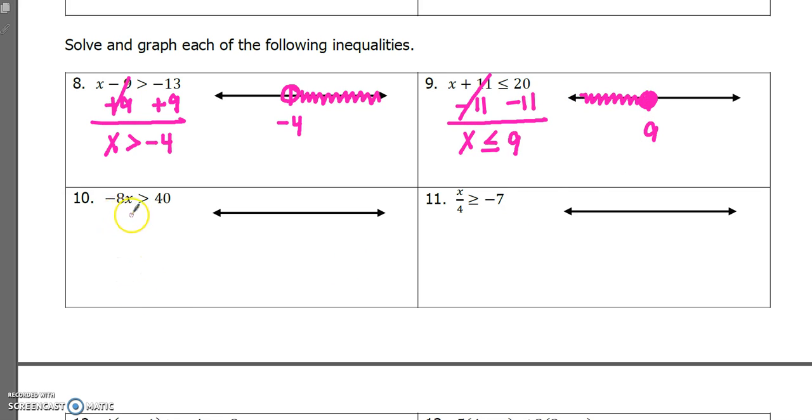Number 10, this time this is a multiplication problem, and the opposite is to divide. So I'm dividing by a -8.